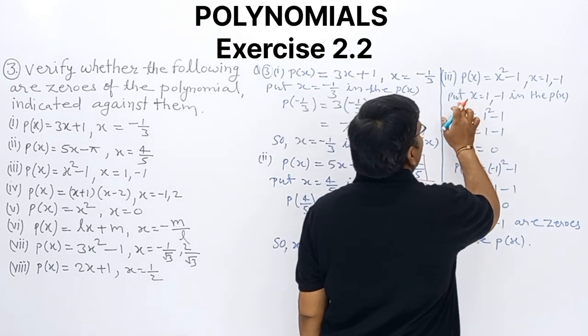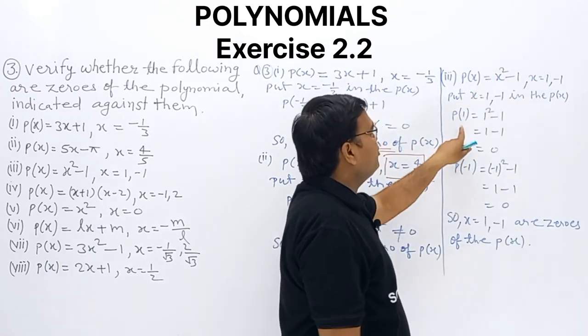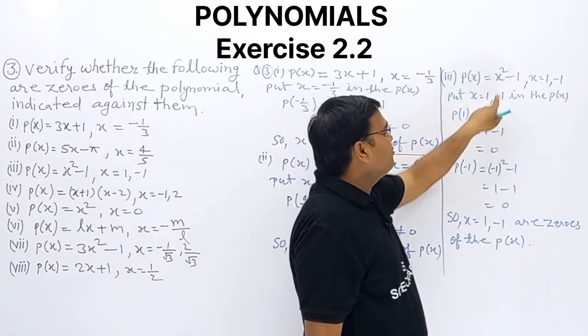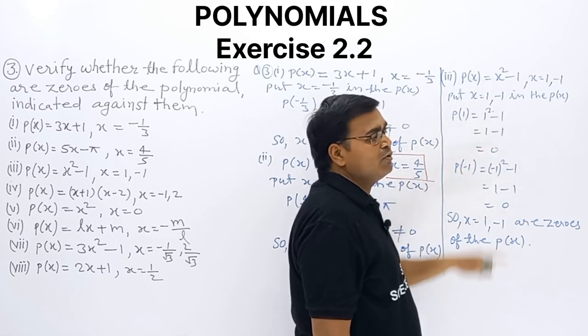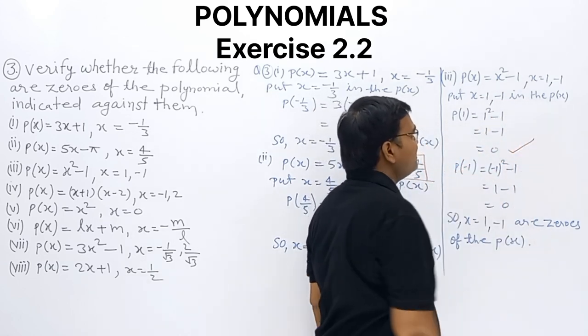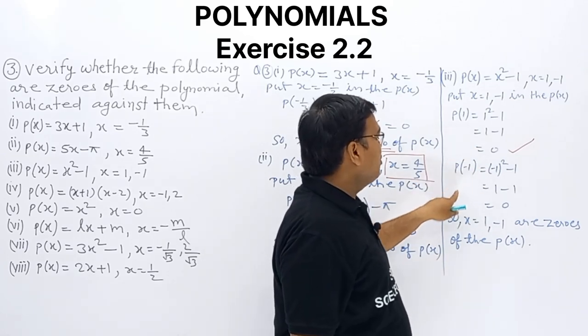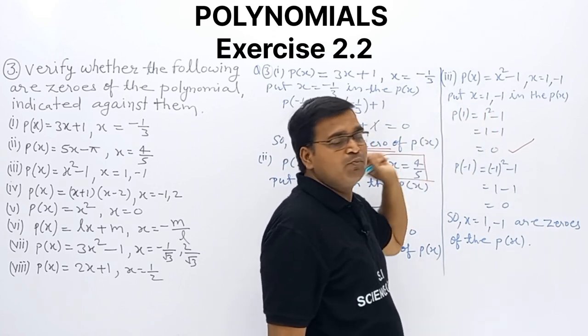The same process applies. Put x equal to 1 and minus 1 in the given polynomial. First I am putting 1. In place of x we put 1: 1 square minus 1. 1 square is 1, and 1 minus 1 is 0. So at x equal to 1 we are getting 0. So we can say x equal to 1 is a zero of this polynomial.